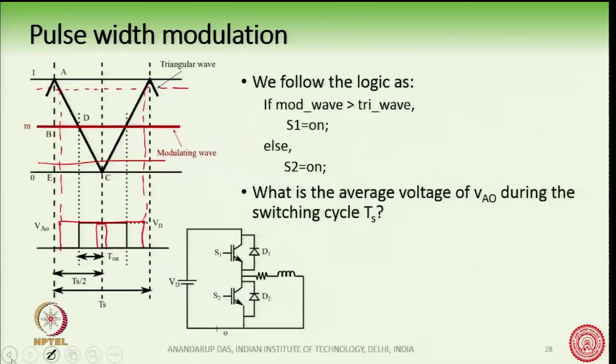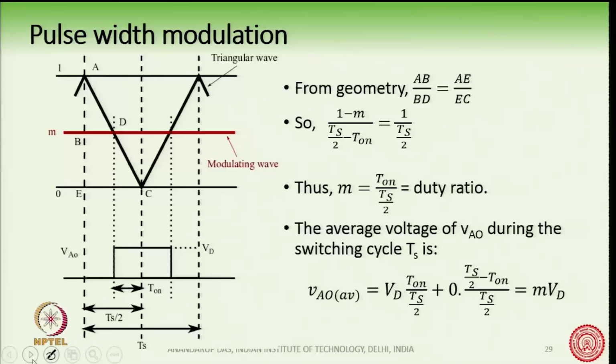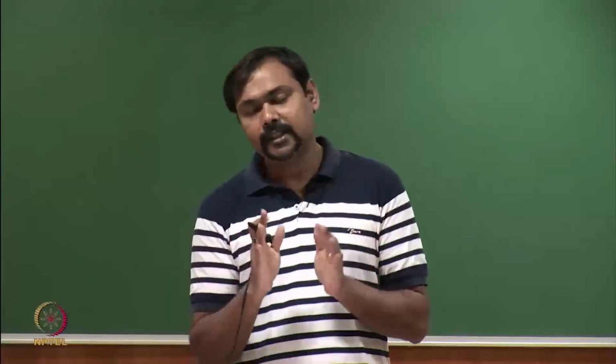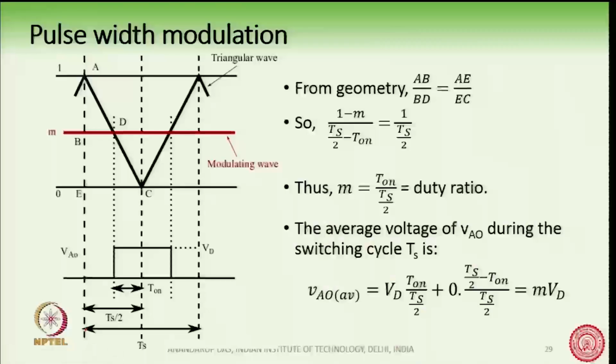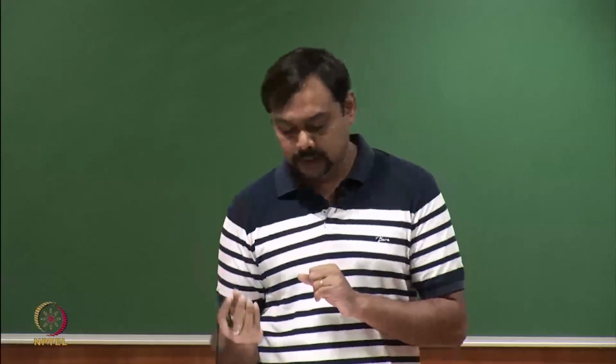So, what is the average voltage of VAO during the switching cycle Ts? When we talk about average voltage, we must specify a time period in which we are going to do the averaging. In this case we are assuming the time period of the triangular or the carrier wave. These terms are used frequently and interchangeably: triangular wave or carrier wave, modulating wave or reference wave.